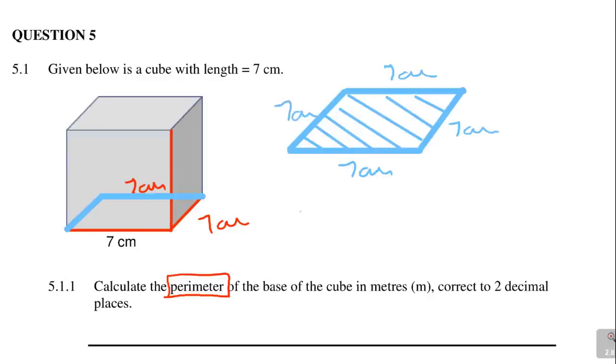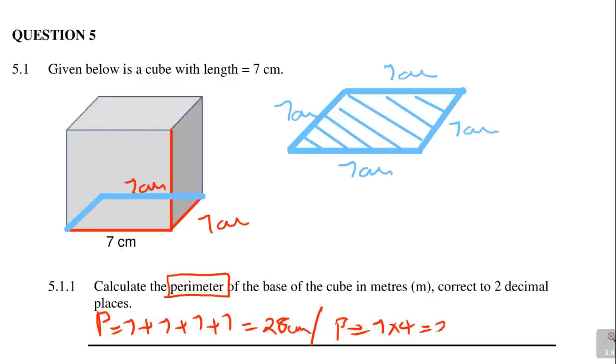So you've got 2 options. You can say perimeter is equal to, here, P for perimeter is 7 plus 7 plus 7 plus 7, which is equal to what? 28. Or you can say P is 7 times what? 7 times 4, which is equal to 28 centimeters. But the question says, calculate the base of the cube in meters. Be careful of such small things.